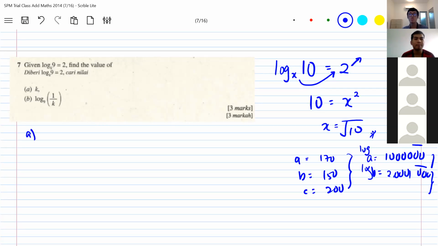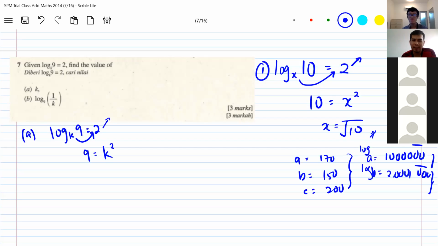Right. Given this equation, as you can see, what you do if you want to find k is that you bring k up, and then 2 gets pushed upwards. So 9 is actually equal to k squared. And then from here you can solve it.